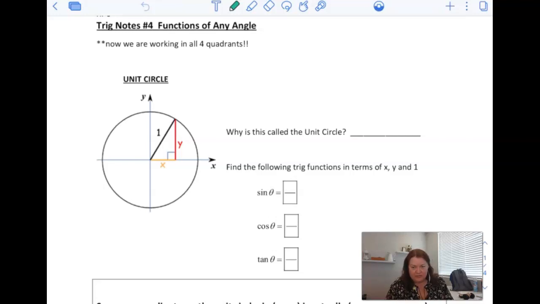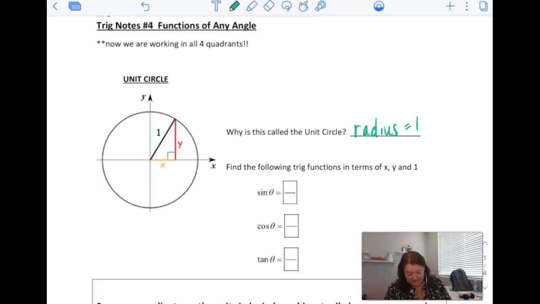So we're looking at the unit circle, and the first question is, why is it called a unit circle? Well, it's called a unit circle because it's a circle with a radius equal to one standard unit. So everything is based off that hypotenuse of any triangle we draw being a 1. Right now, we're only using it as a radius around a circle, but remember, we're going to also include some right triangle trig in here as well.